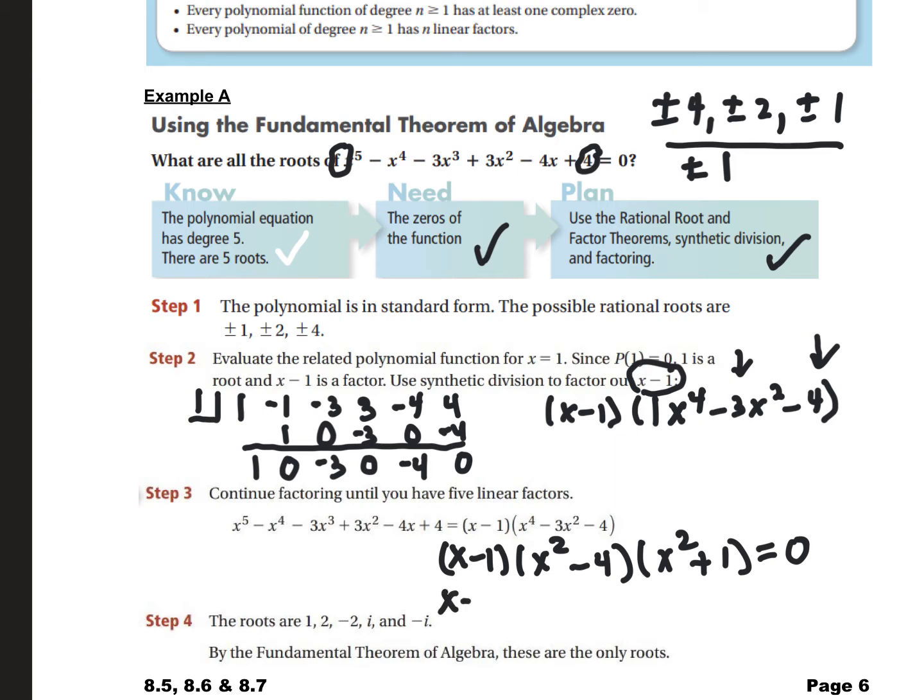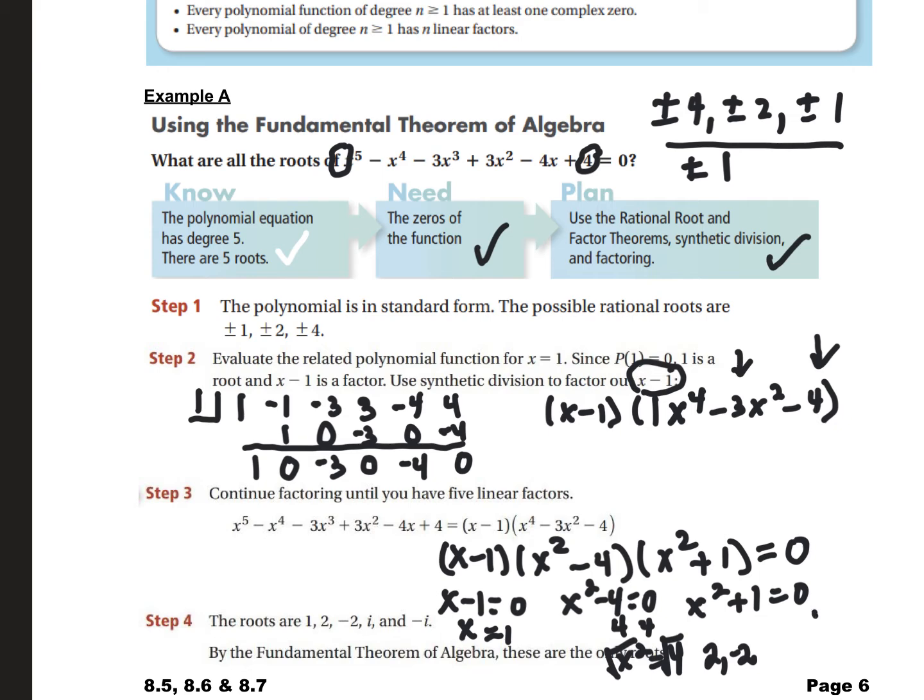So we have x minus 1 equals 0, x squared minus 4 equals 0, x squared plus 1 equals 0. Our next step is to set each factor equal to 0, and then we will solve for x. So we have x equals 1, since we're going to add 1 to both sides. The next step is to add 4, and we have x squared equals 4. You take the square root of both sides, so you notice that your answer will be 2 and negative 2.